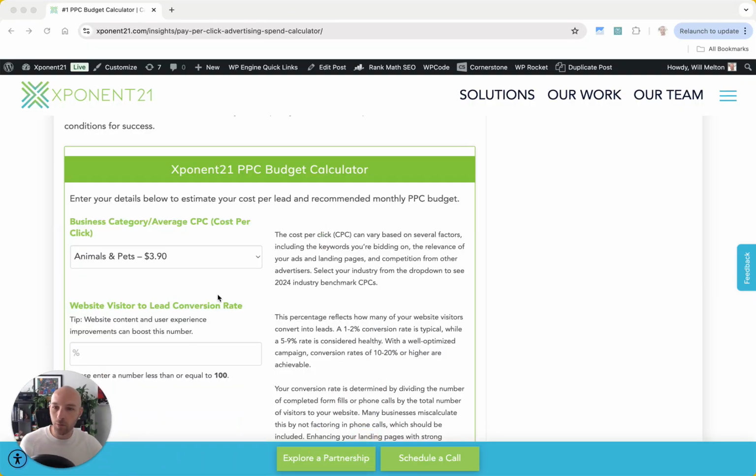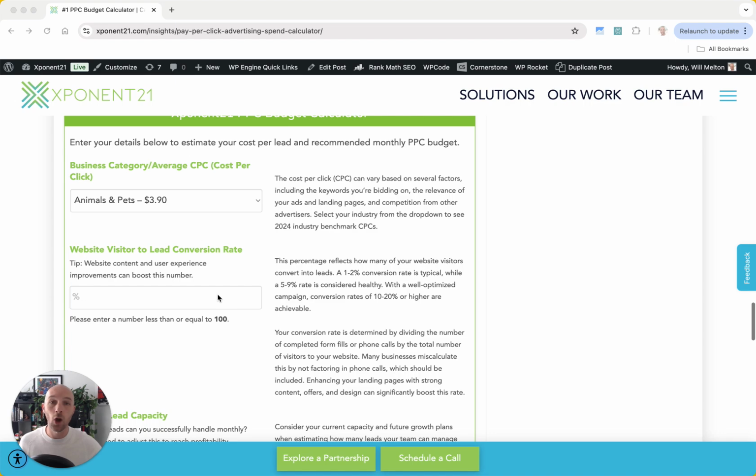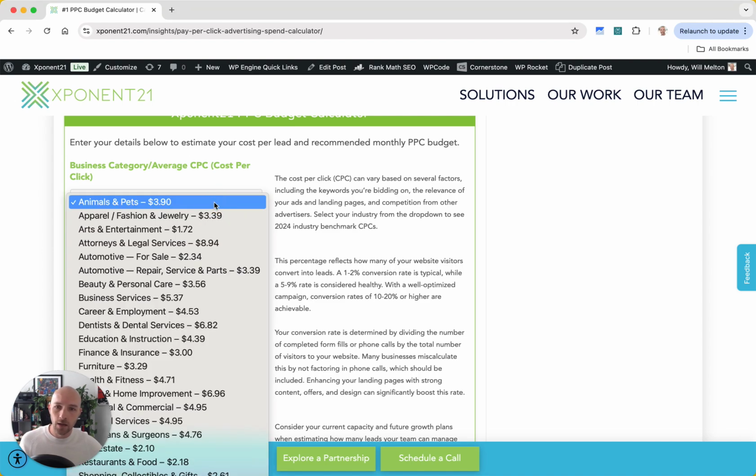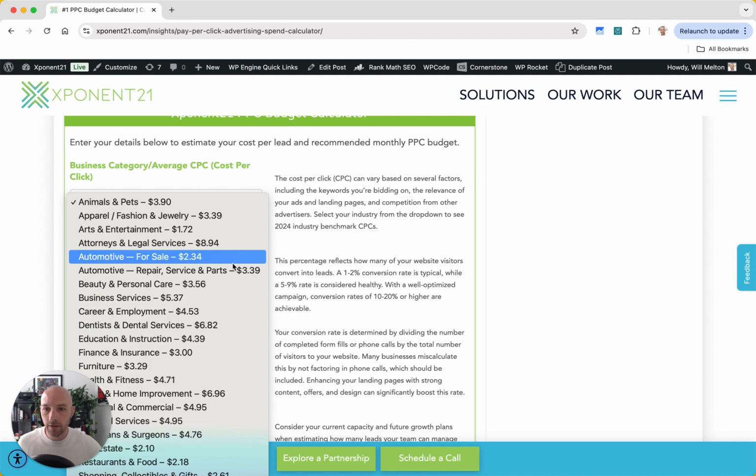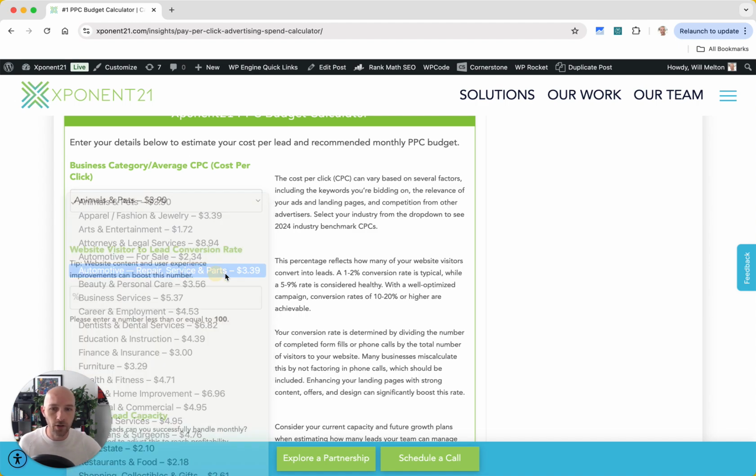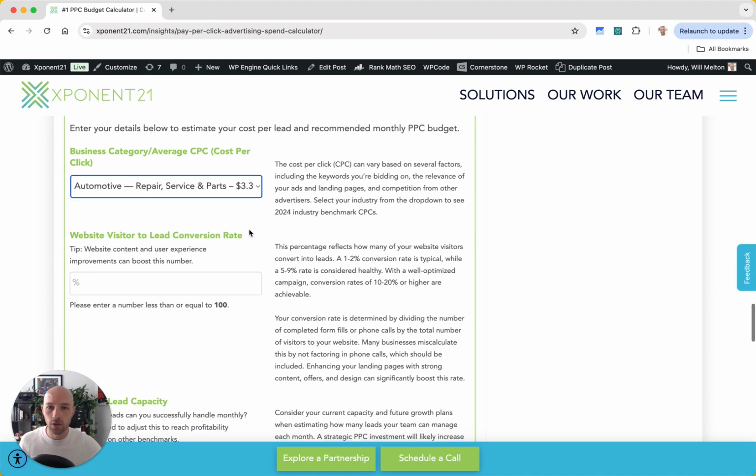First and foremost, you have to determine what the cost per click is for your industry. So what we've done is we've gone and grabbed some data from WordStream. Thank you so much, WordStream, for this data. These are average cost per click numbers for a variety of different industries, and we're just going to pick one so that we can demonstrate this for you guys. We're going to use automotive repair, service, and parts with an average cost per click of $3.39.